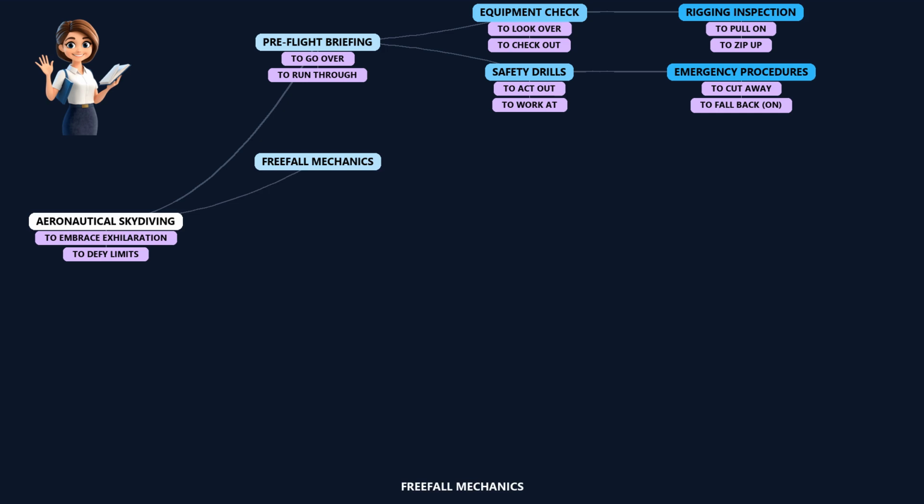Freefall Mechanics. Freefall Mechanics is a vital branch of aeronautical skydiving where you hurtle down at high speeds and stabilize one's form. Simply put, this is the part where you are falling fast before the parachute opens.